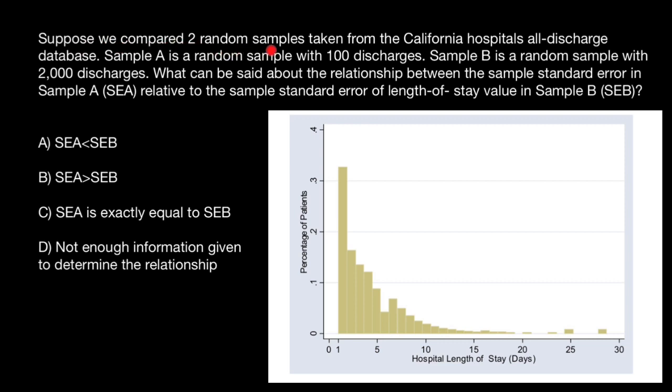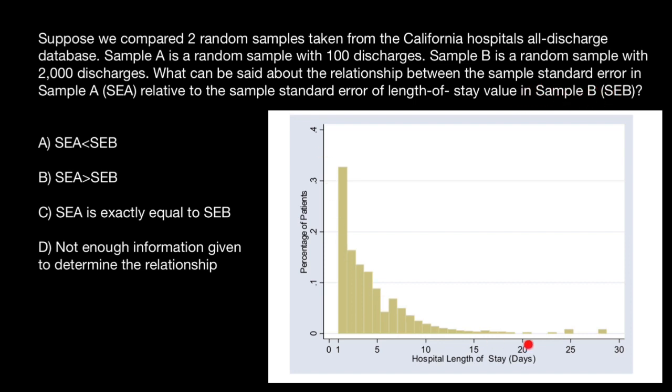Suppose we compare two random samples taken from the California hospital's all discharge database. Sample A is a random sample with 100 discharges, sample B is a random sample with 2000 discharges. What can be said about the relationship between the sample standard error in sample A relative to the sample standard error of the length of the stay value in sample B?